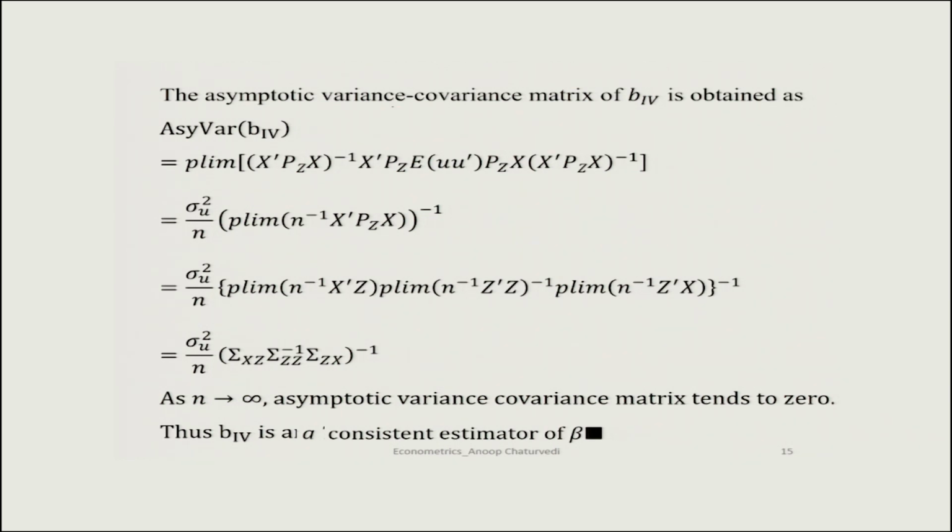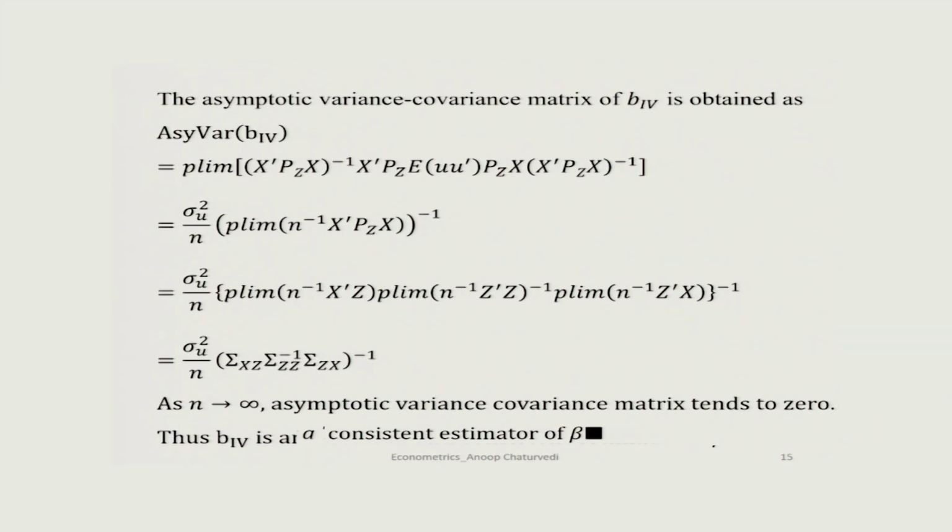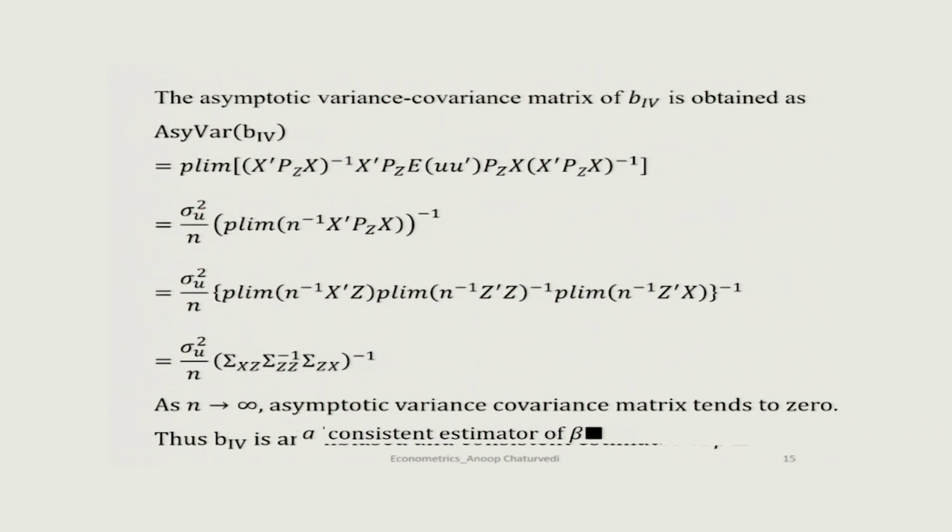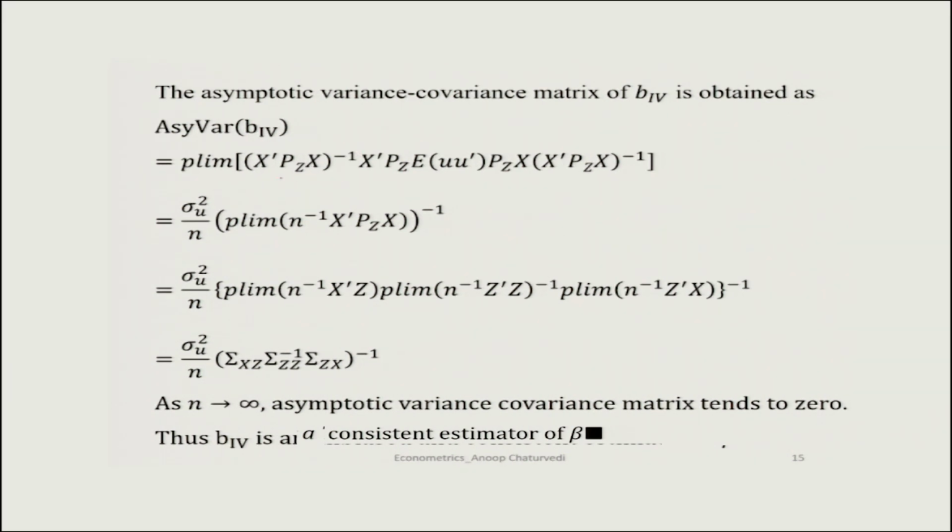Now, the asymptotic variance covariance matrix of B I V is obtained as the probability limit of x transpose P z x inverse x transpose P z, expectation u u transpose, P z x, x transpose P z x inverse. So, then you obtain sigma square u upon n, the probability limit of n inverse x transpose P z x inverse, because again the expectation of u u transpose is sigma square u I n, and P z is an idempotent matrix. So, you get x transpose P z x here, and then finally, you obtain this expression, and then we substitute the value of P z here.